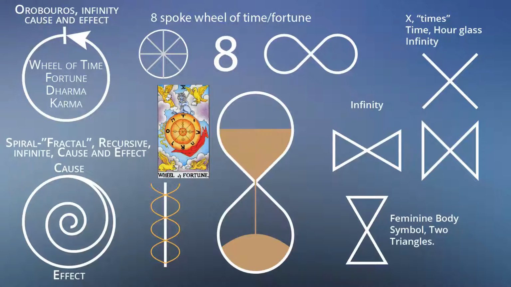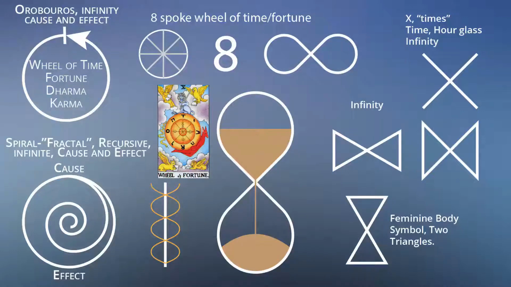So, from the 2, you get the 4. You take 2 times 4, you get the 8. So in the spoke wheel, the 4 elements, or you can have the 8 spoke wheel. So the 8, the hourglass, infinity. If you take the X and you put two lines on it, well, it looks like what's below the X, which is an infinity symbol, right? So if you take your X and you put two lines and you cut it up, you close it off on two points, you get the infinity symbol. And if you turn that on 90 degrees, well, you get the hourglass symbol, and it's also the feminine body symbol of two triangles joined together.